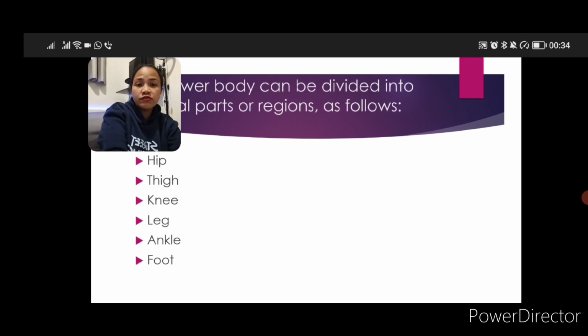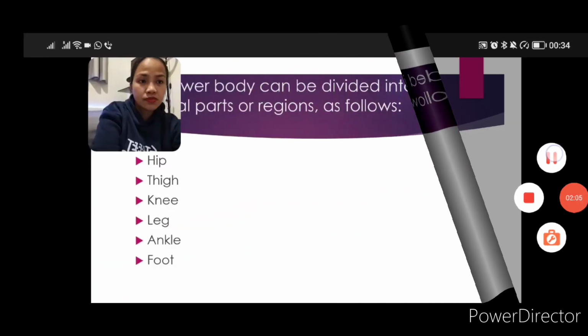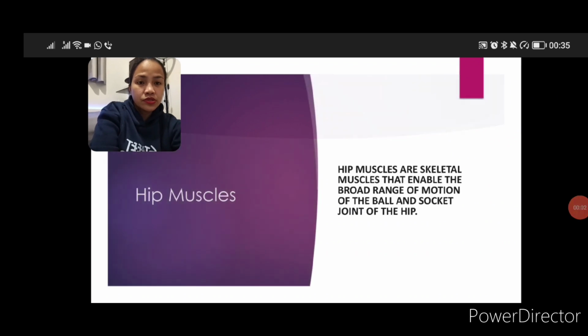Now the lower body can be divided into several parts or regions as follows: hip, thigh, knee, leg, ankle, and foot. So let's talk about the hip muscles. Hip muscles are skeletal muscles that enable the broad range of motion of the ball and socket joint of the hip.